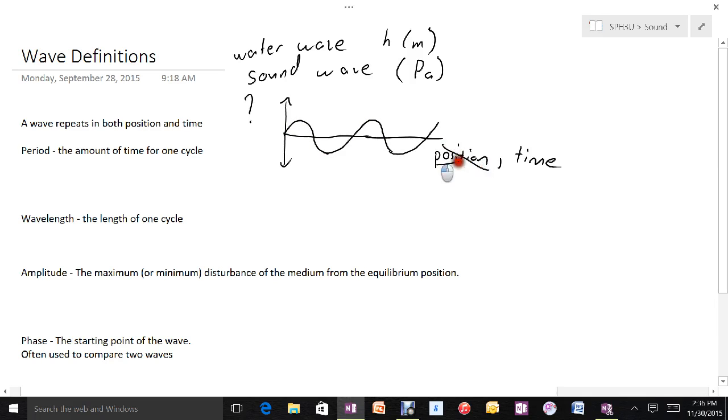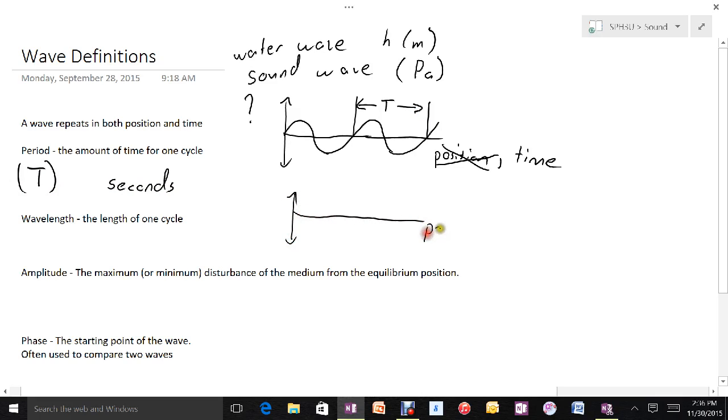Now let's just say that this graph was for time. If we take one cycle of the wave, the amount of time required for that one cycle is the period, and that'd be measured in seconds. Alternatively, if we look at the graph with position on the x-axis, so now we're looking at our photograph to figure out how big the wave is. If we look at one repeating cycle, it's called the wavelength.